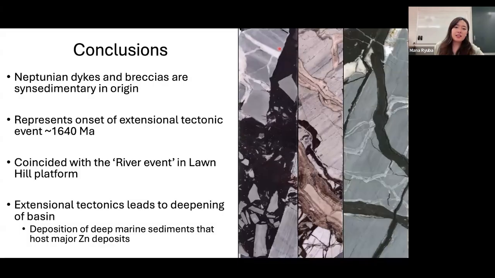And I think that this study demonstrates the value of looking at rocks that are beyond the immediate ore deposit itself. And if we look at the peripheral geological context, maybe we can get a wider context for what's happening for these important mineral deposits.